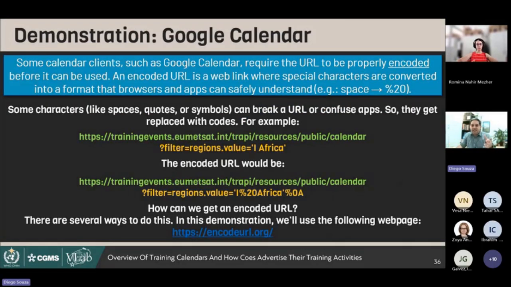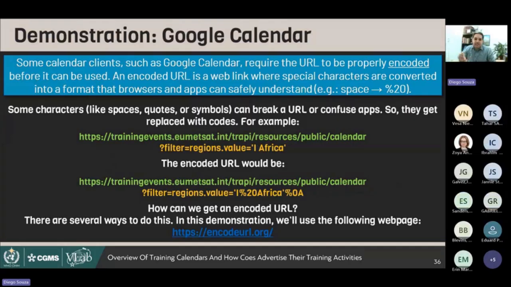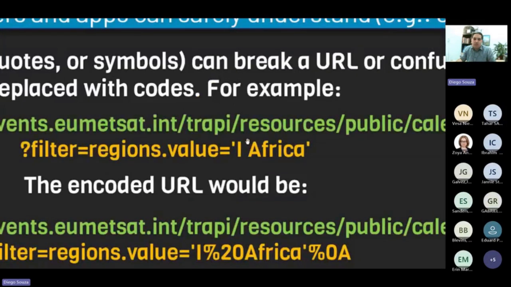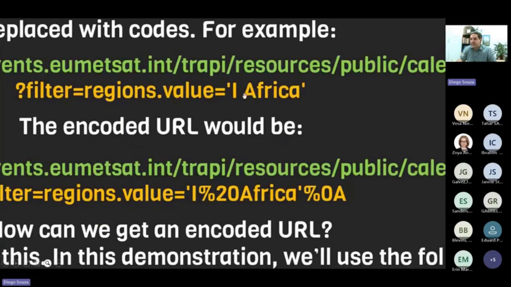And by encoded, it means that if we use the link here as it is, as we have used it with Thunderbird, it won't work because it needs to be encoded. And by encoded, I mean that special characters in the link are converted into a format that these applications can understand. So, for example, this space here between one and Africa is not understood well by some tools, including Google Calendar. So instead of using a space, you can use %20, which is the standard code for space.